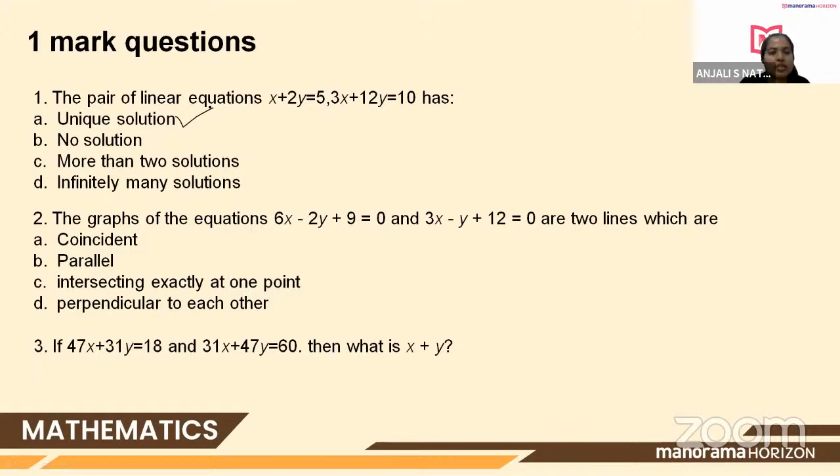Okay. So the second question is, the graphs of the equations 6x minus 2y plus 9 is equal to 0 and 3x minus y plus 12 is equal to 0 are two lines which are: coincident, parallel, intersecting exactly at one point, or perpendicular to each other. Okay.